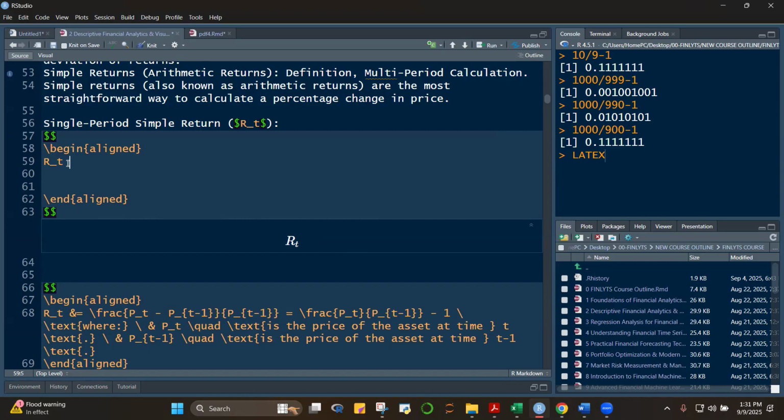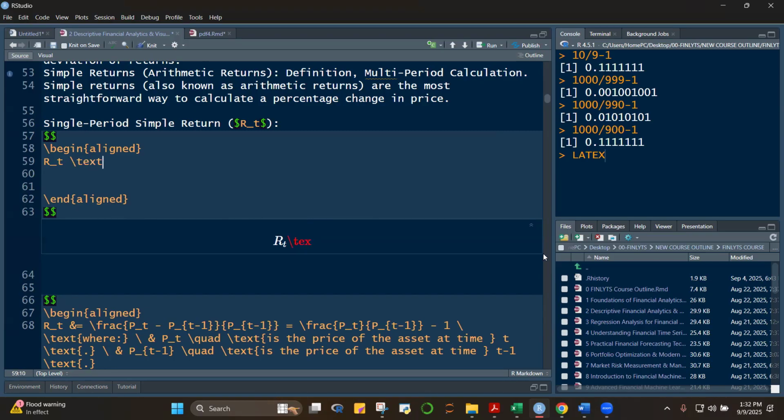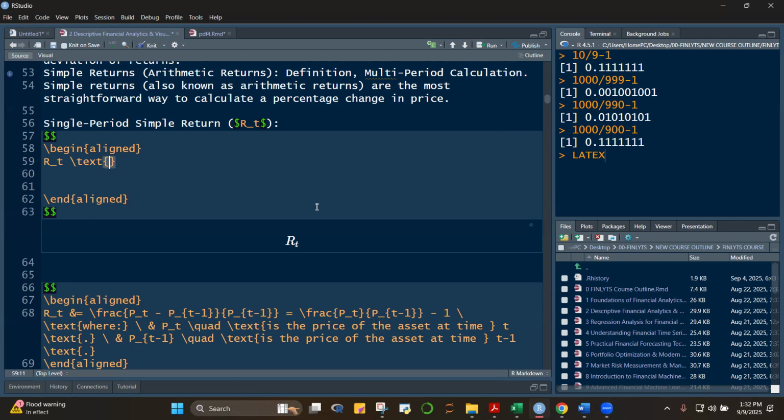There's also another way to write a text, because strictly speaking, this is a text. So you can write this one slash text. When you write slash text, you should begin it with an open parenthesis. You notice the initial one is gone here because R understands that what I'm writing now is a text. So let me write also R t. Notice the difference between this one and this one. The one not inside text is italicized. And notice that we put an underscore there.